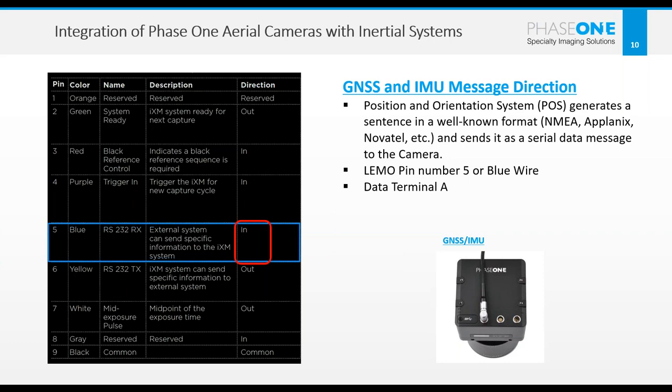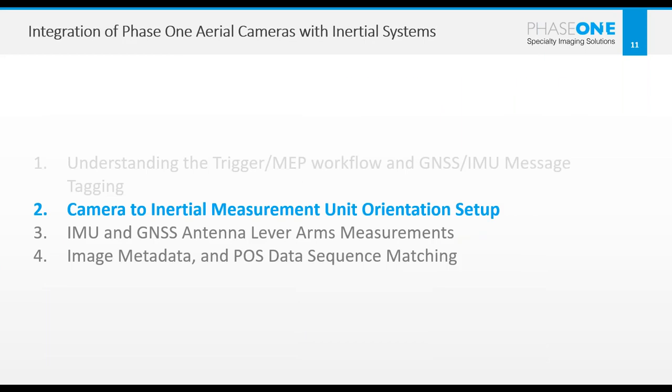So the complete workflow now consists of the trigger into the camera, the mid-exposure pulse back to the POS, and from the POS to the camera, the GNSS and IMU message, more well known as the GPS message. So this is the first section.